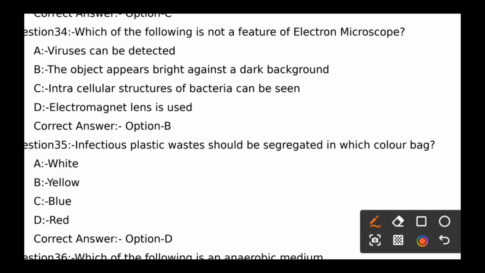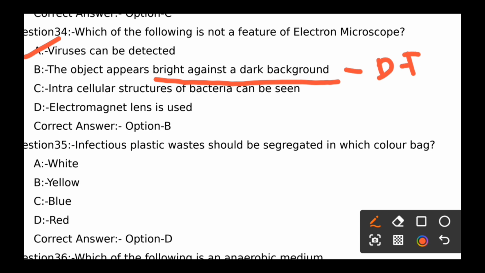Next question. Which of the following is not a feature of electron microscope? Option A virus can be detected, option B the object appears bright against a dark background, option C intracellular structures of bacteria can be seen, option D electromagnetic lens is used. The first option, virus can be detected, is true about electron microscope. The second option, the object appears bright against a dark background, is not about electron microscope but about dark field microscope.